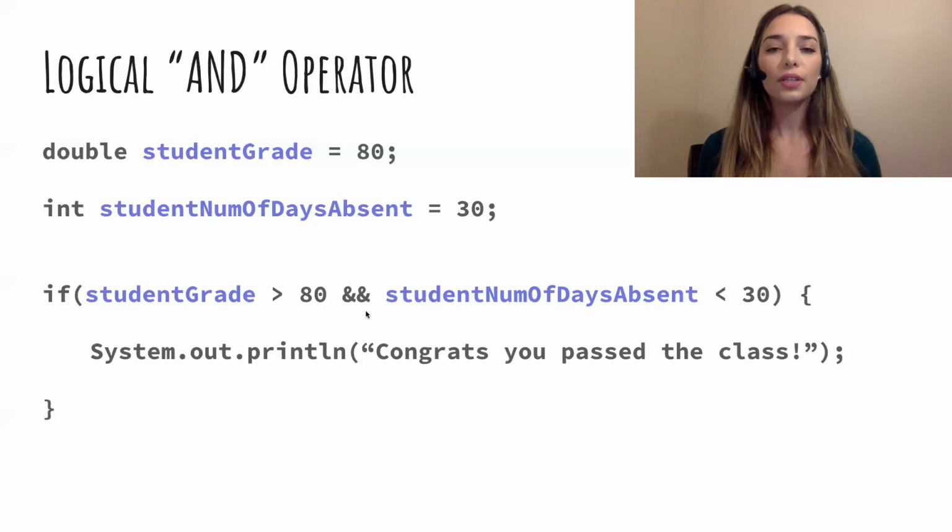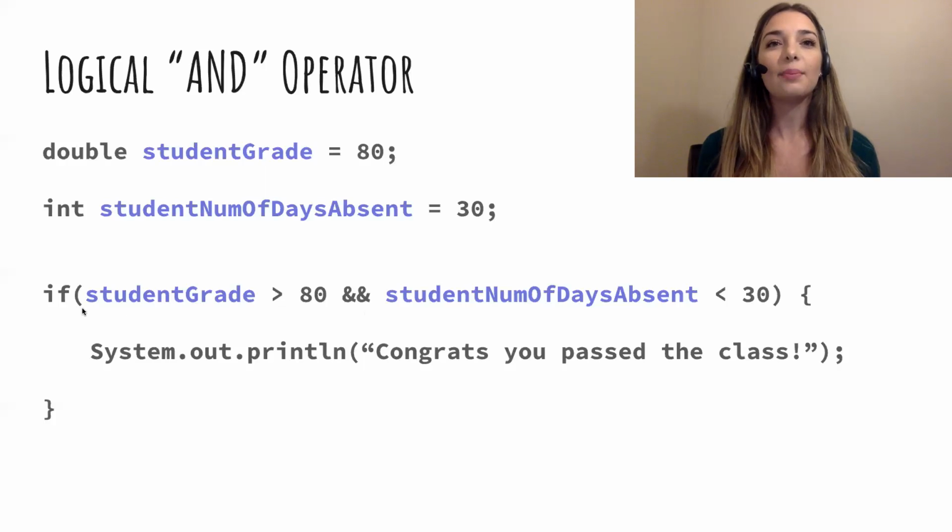So for example, imagine you're asked to make a super simple software program for a teacher, and all the program is going to do is determine whether or not someone passed the class. Let's say the requirements of passing a class is that you have to have greater than an 80 on your score of the class, and that you can't have missed too many days of school. Let's say 30 is too many days of school to miss. This is what the program would sort of look like.